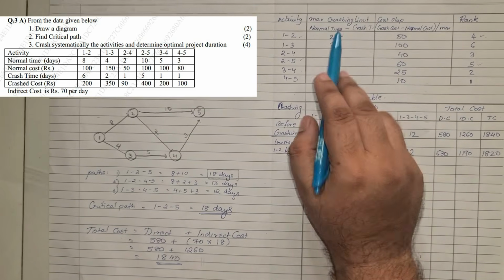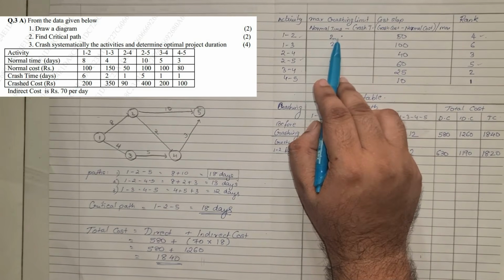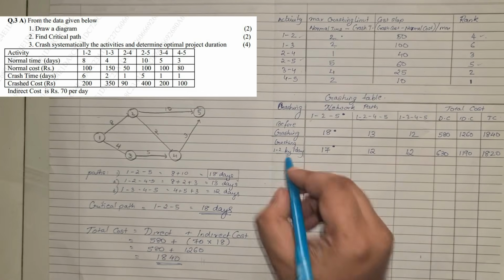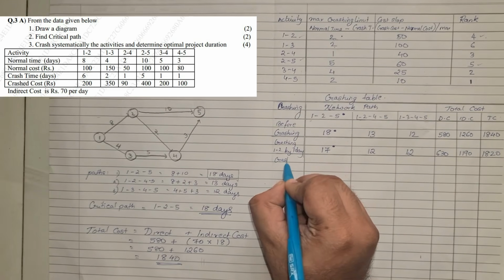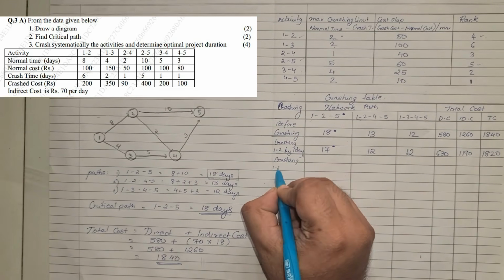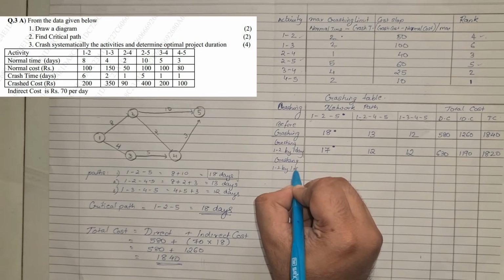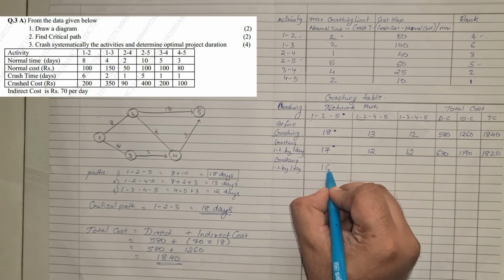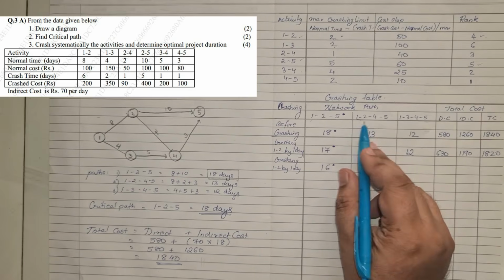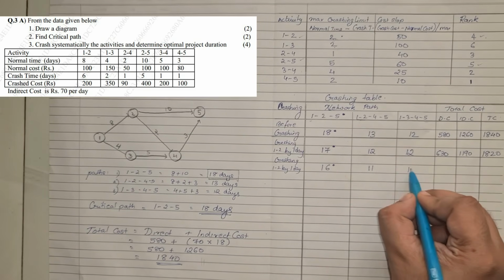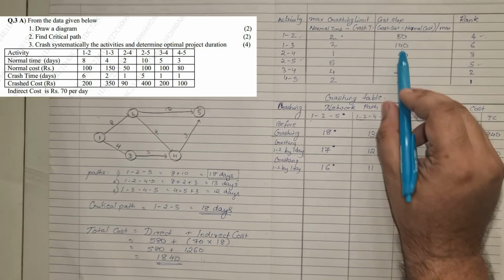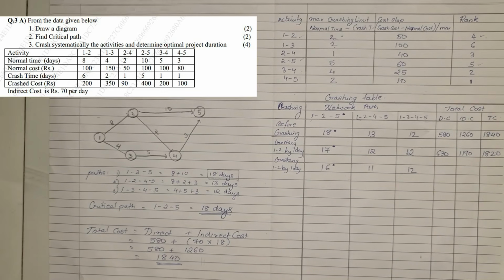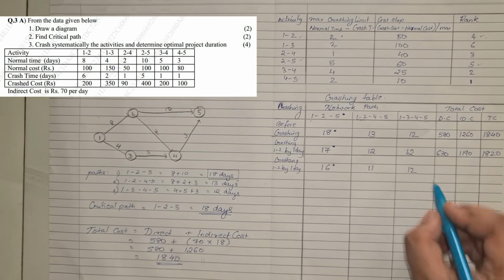Same way, we can crash it one more time, because the maximum you can crash it is 2 times. So we are crashing activity 1-2 by 1 more day. This becomes 16 days. 1-2 is also present here, so this becomes 11 days, and this is as it is, 12. 50 rupees will get added to our total direct cost, so 630 plus 50 is 680.